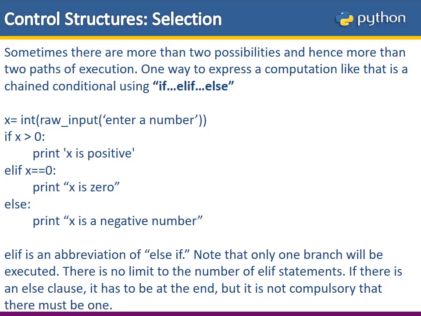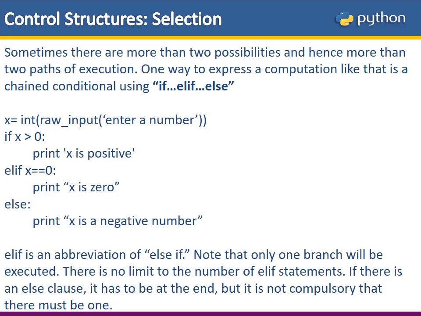We can see that elif is an abbreviation of else if. When we see elif in Python, we are to take note that only one branch will be executed. So it's only one branch, maybe the if statement, s greater than 0, print s is positive. There is no limit to the number of elif statements. And if there is an else clause, it has to be at the end.